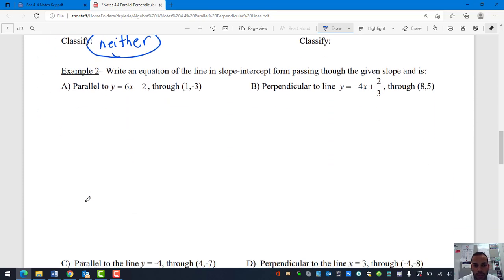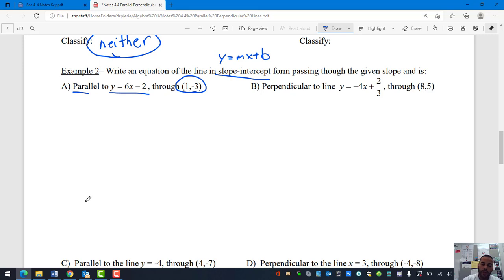Okay, let's do another example. It says, write an equation of the line in slope-intercept form passing through the given point and is parallel to y is equal to 6x minus 2. Okay, couple things going on here. We want the equation of our second line to be in slope-intercept form. We want our answer to look like y is equal to mx plus b. So we want our line to be written in this format, and we want it to be parallel to this one, but we also want it to pass through the point 1 comma negative 3. Okay, a couple different conditions we need to meet here.